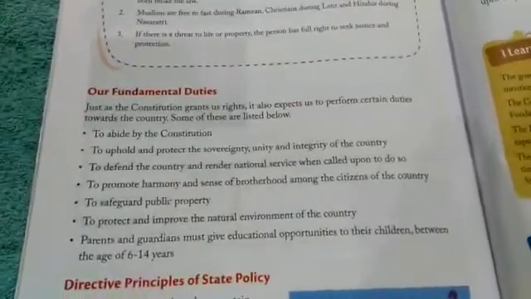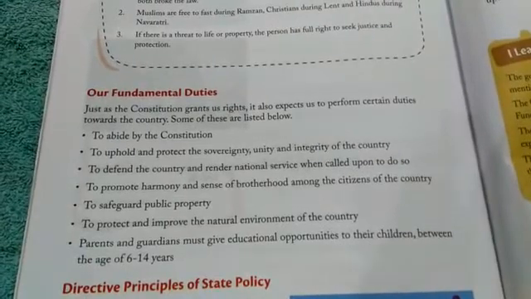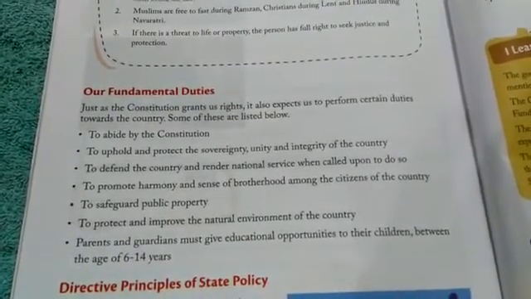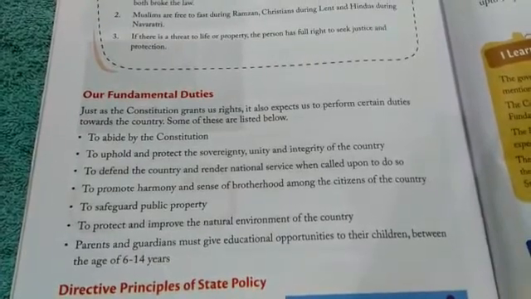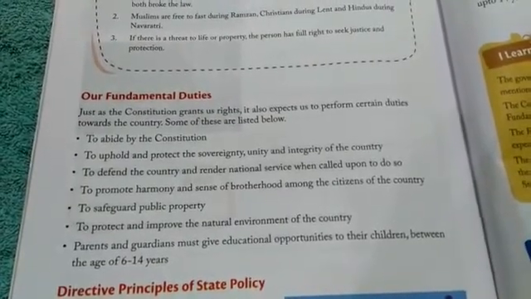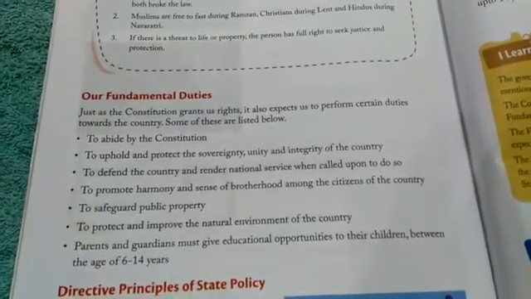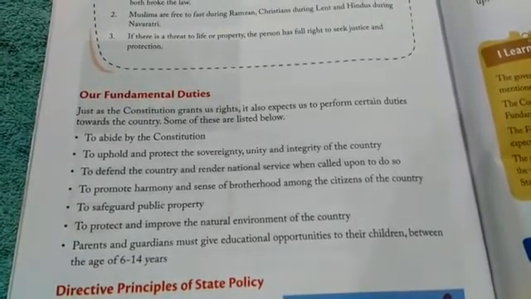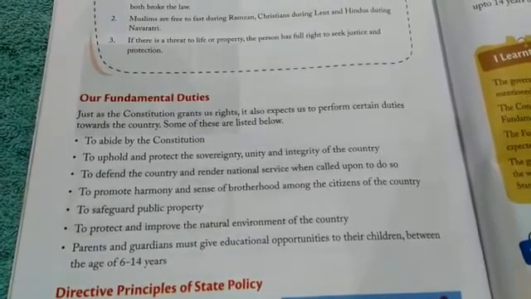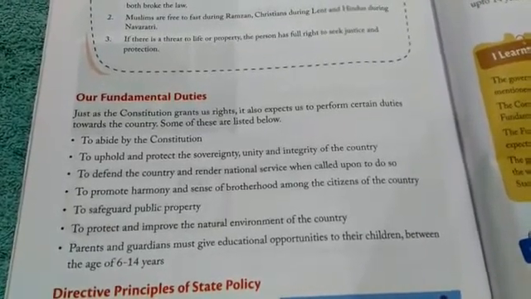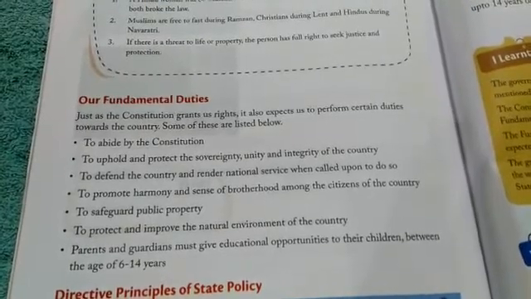Here they are. Number one, to abide by the Constitution, which means we must follow and respect the Constitution. Number two, to uphold and protect the sovereignty, unity, and integrity of the country, which means we must protect the sovereignty, unity of the country, and the peace of the country. Number three, to defend the country and render national service when called upon to do so. The third duty is that we must protect the country and we must give national service when the country tells us to do so.